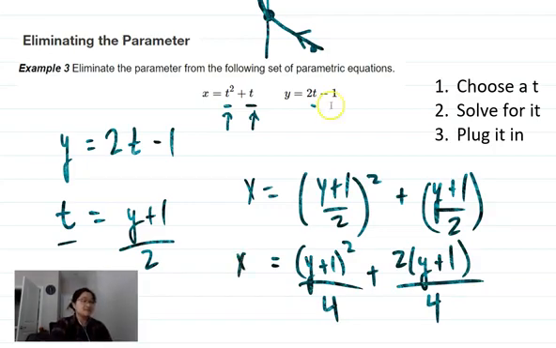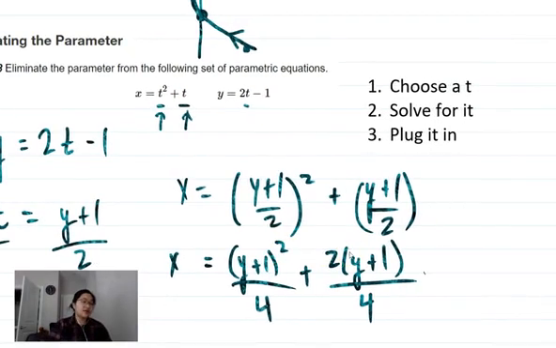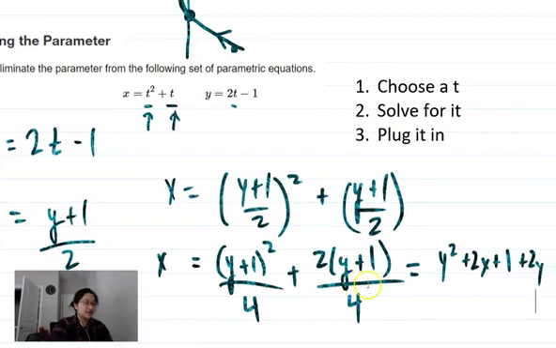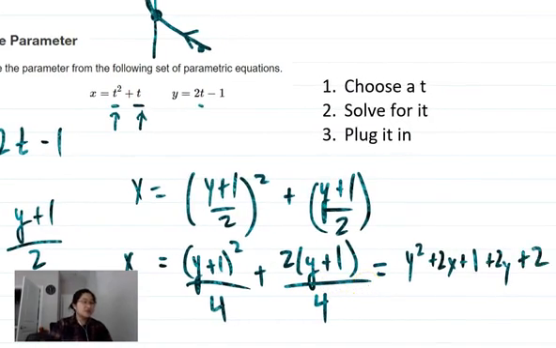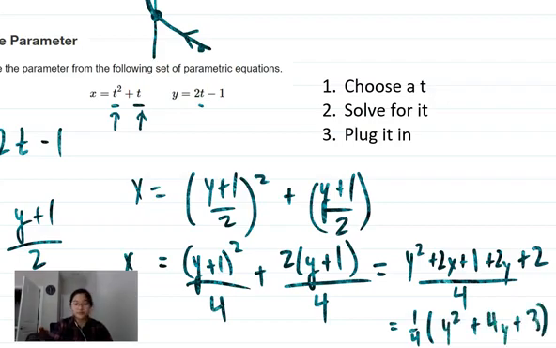So we get what? x equals (y squared plus 2y plus 1, plus 2y plus 2) all over 4, and that's what? 1/4, I'm just going to pull that in front. We got y squared plus 4y plus 3. And so that is very clearly a parabola, and we see our stretches.